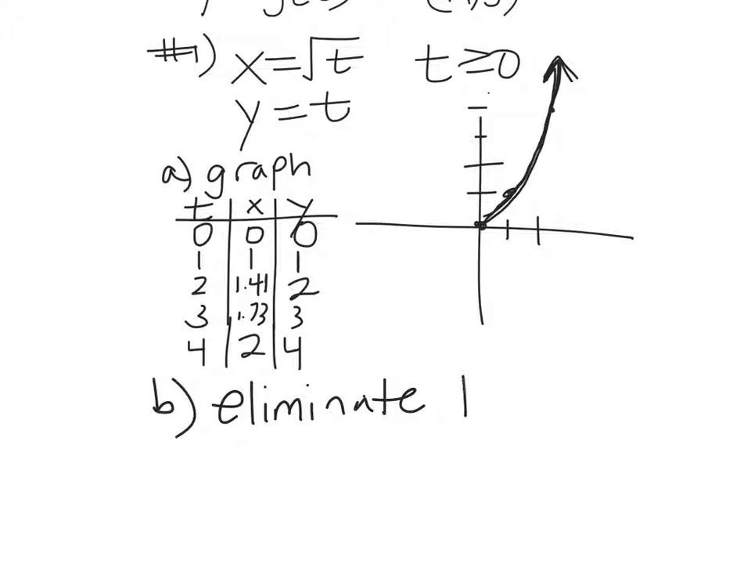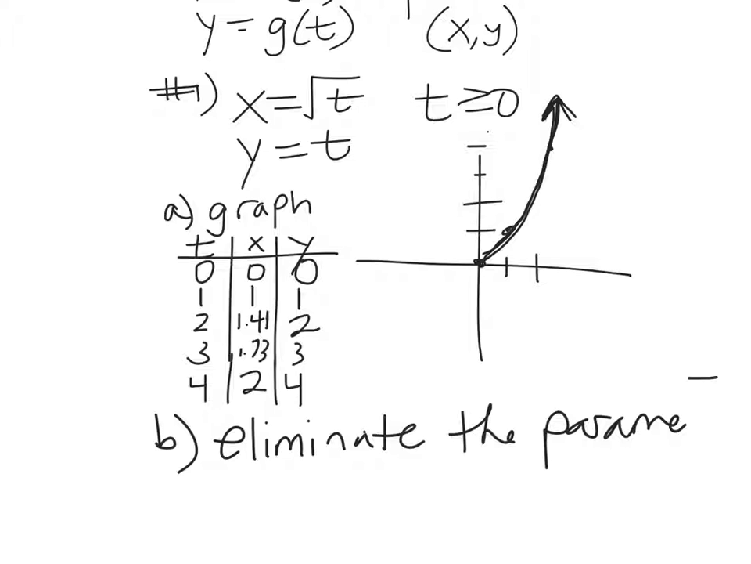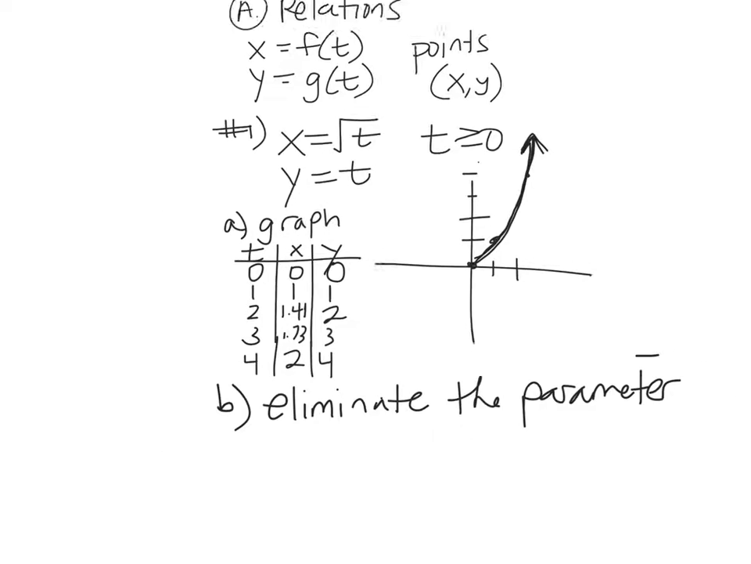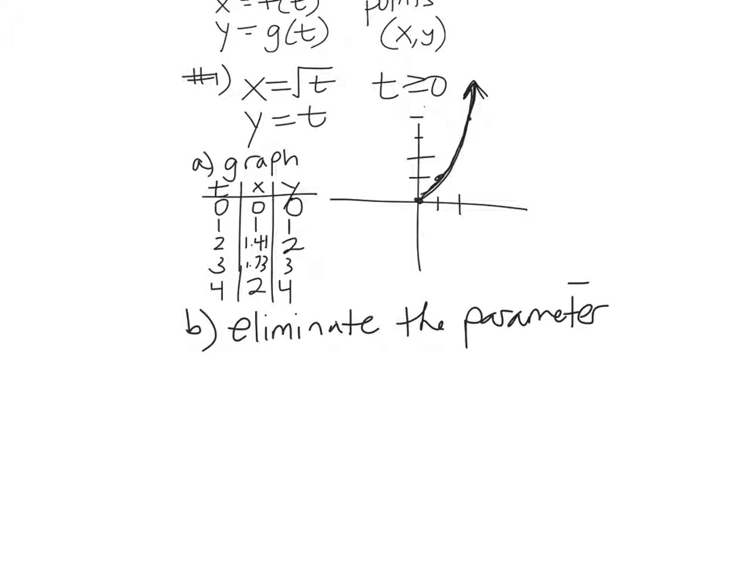Eliminate the parameter. That sounds so fancy. What they want you to do is get rid of t. They want it just in x and y, so that if you wanted to graph it on a normal xy graph, you could. So what you would do here is solve for t for one of them.